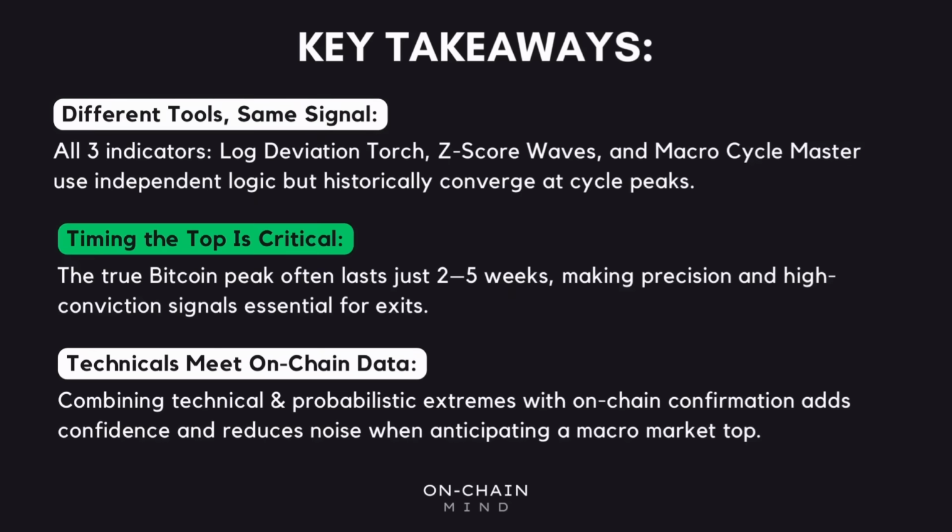But timing the top in Bitcoin is notoriously difficult, and what makes it even trickier is how short-lived it typically is. When we look back at previous cycles, we're talking about a window of just 2 to 5 weeks. That's only 1 to 2% of the entire typical cycle length. So if you're relying on emotion, news headlines, or simply price data alone, the chances are the opportunity to lock in gains will slip right past you. That's why high conviction tools that can narrow down that window are so valuable.